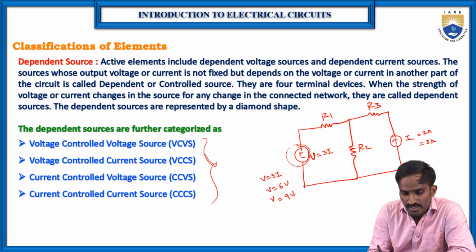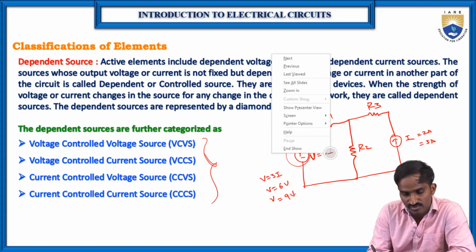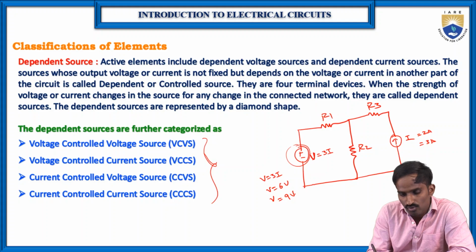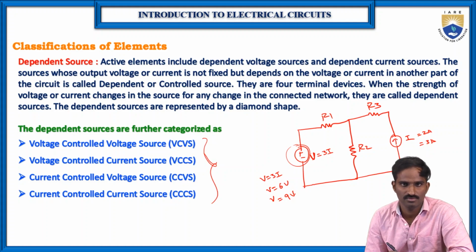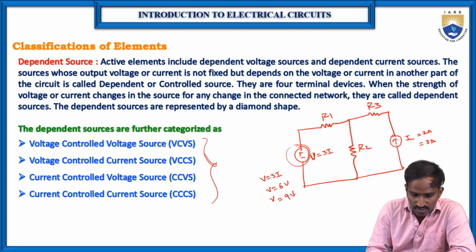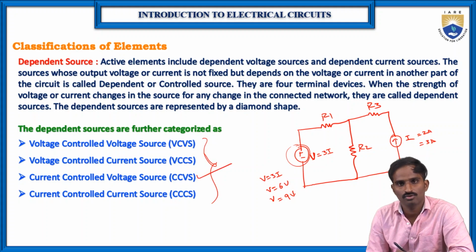Okay, so then what kind of dependent source is it? Because here this voltage depends on the current. Okay, which means this voltage is controlled by the value of the current which is connected in another part of the circuit. So that's why it is a current controlled voltage source. Okay, so this is the current controlled voltage source.